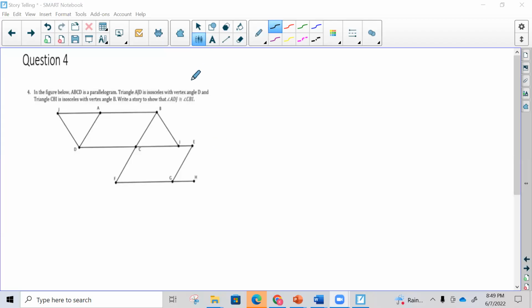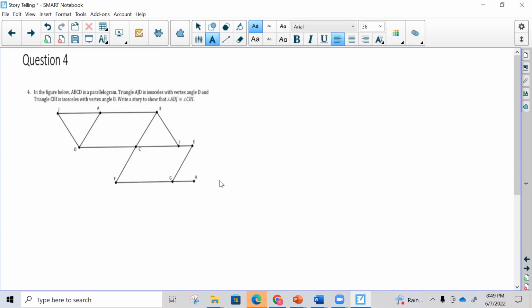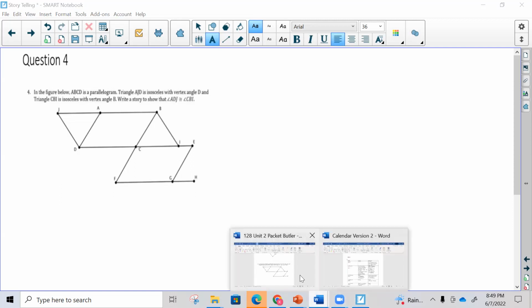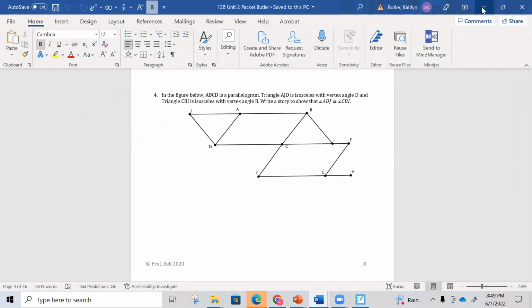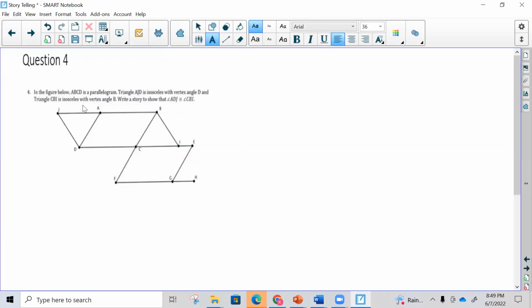Okay, so in this video, we're going to look at question 4, and we are going to prove what they're asking. And this is definitely the hardest one out of the 4 storytelling problems. And this question is on page 8. So it says, in the figure, ABCD is a parallelogram, triangle AJD is isosceles with vertex D, and triangle CBI is isosceles with vertex B. And it says, write a story to show that angle ADJ, so that's this angle, and angle CBI are congruent.